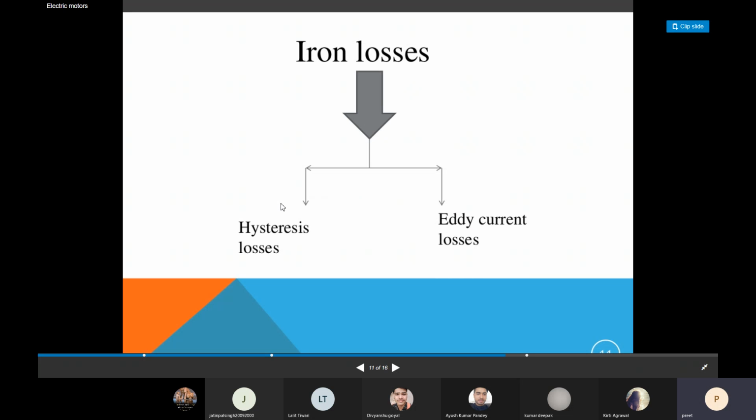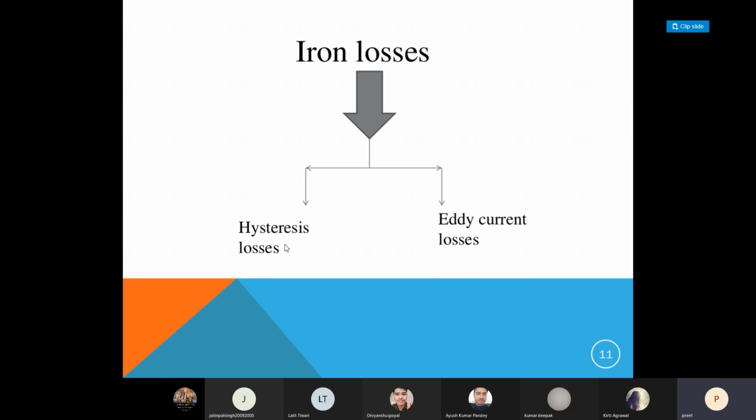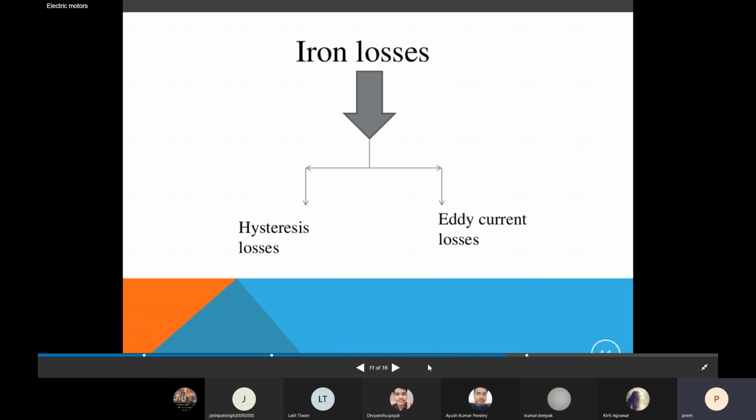Iron losses, again, you are very well aware, include hysteresis losses and eddy current losses. What are hysteresis losses? This is due to the magnetization and demagnetization of the core. Due to this, some stresses develop, and due to this stress, some losses occur, which lead to hysteresis losses. If we talk about eddy current losses, we have the leakage flux, which eventually leads to circulating currents, and these circulating currents lead to some losses, which are known as eddy current losses.